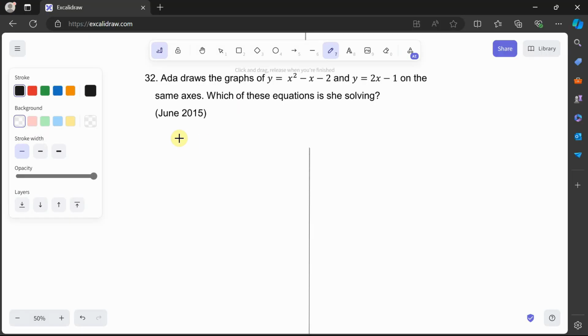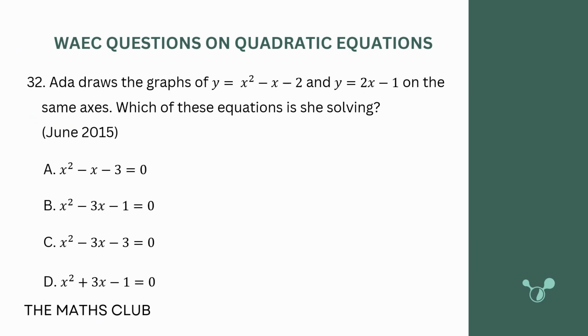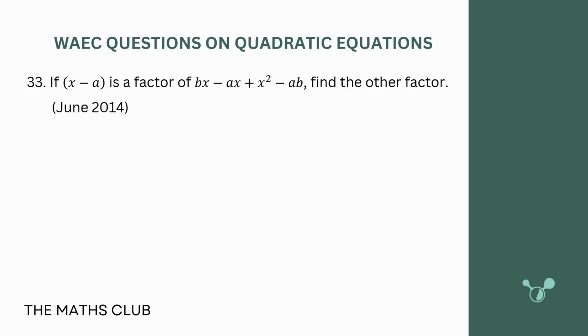So from here, you can call this y1 and this one y2. So we could just say y1 is equal to y2. And that is x squared minus x minus 2 is equal to 2x minus 1. So let's rearrange. That will be x squared minus x minus 2x minus 2 plus 1 is equal to 0. So this is x squared, minus x minus 2x will give you minus 3x, minus 2 plus 1 will give you minus 1, is equal to 0. So this is actually the equation that we are trying to solve. That is option B.